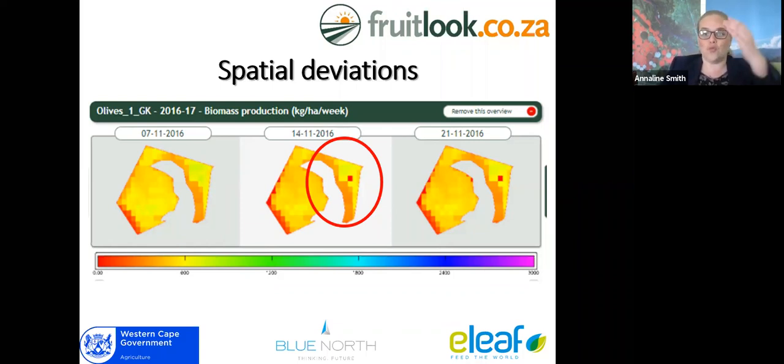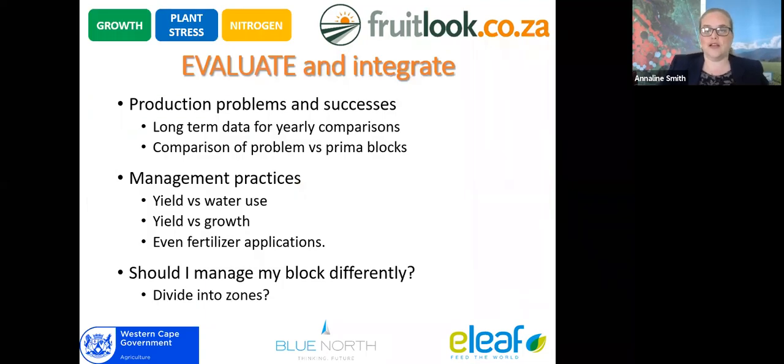FruitLook will never tell you what is wrong. It will just tell you something's not right. It can't say it's pest, it's disease, or it's too little irrigation. You still have to go investigate. So FruitLook isn't there to replace anything. FruitLook is an additional layer in your toolbox that you can use to help you manage your farm as efficiently and effectively as possible. So now we get to our last step, which is our evaluation.